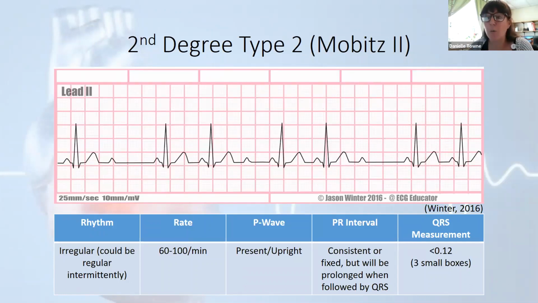This is a block where the impulse coming from the atria is intermittently blocked when it reaches the AV node. So this is represented by non-conducted P waves without the accompanying QRS complex. And this can happen intermittently, which is what we see here, or it can be in a pattern. So we could have, say, 2-1 conduction. So let's talk about this a little bit.